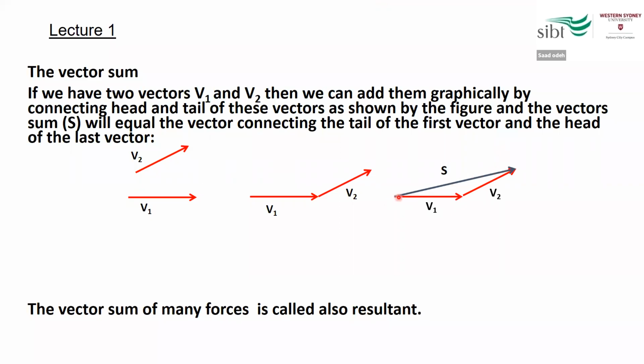If you plot these two vectors on graph paper and measure the exact length of each one of them, and then connect the tail of this vector with the head of the other one, you can measure the length of this S vector. The value of this length represents the value of the vector, or the value of the force.